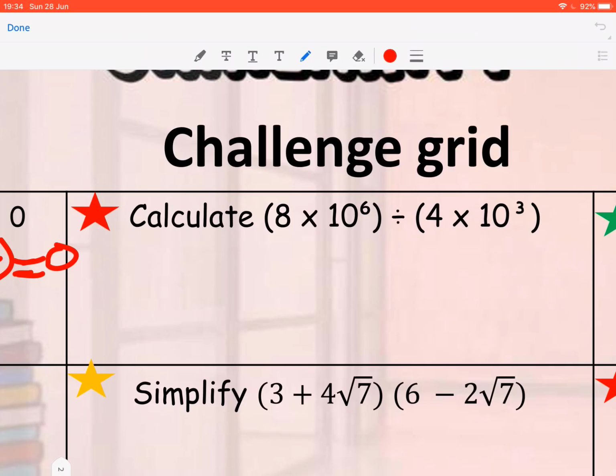Bit of standard form. When you're dealing with standard form like this, there are key rules you need to follow. The two front numbers, these normal numbers, you do normal maths with them. I'm going to divide 8 by 4, which gives me 2. And then when you've got your powers, you've got to take them away. I've got 10 to the power of 6 and 10 to the power of 3. If I subtract those, I end up with 2 times 10 to the power of 3, because 6 take away 3 is 3. That's my final answer.